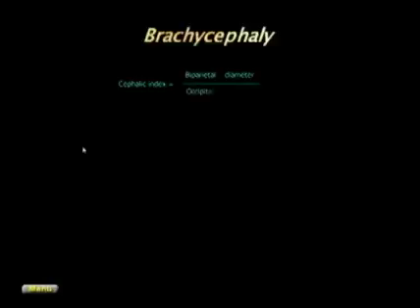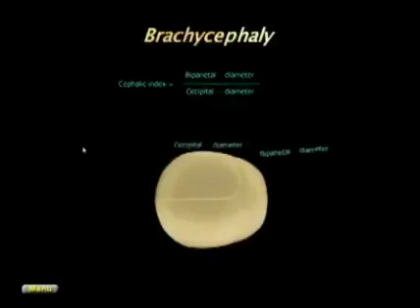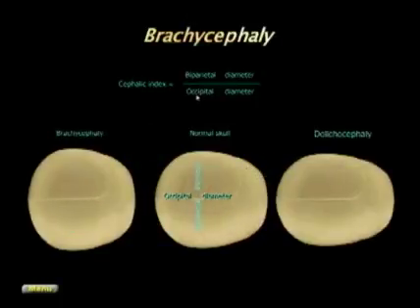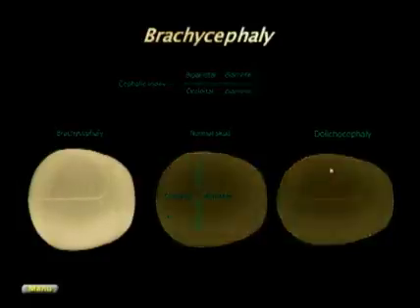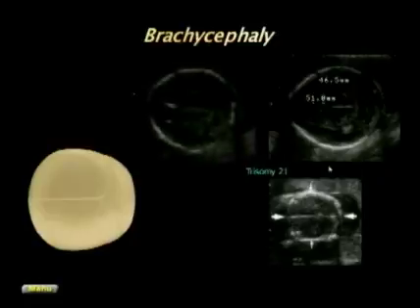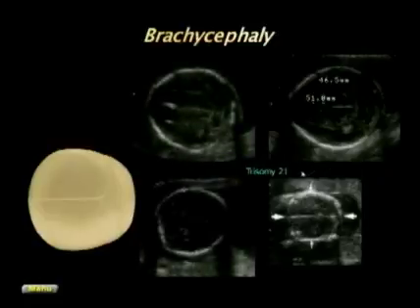Another thing to look at is the shape of the head. The shape of the head is measured by the cephalic index, which is the ratio of the biparietal diameter over the occipital diameter. If the head is too round, we talk about brachycephaly, while if it's too elongated, we talk about dolichocephaly. Now, brachycephaly is an indicator of trisomy 21 in the newborn and the child. It is not a reliable indicator in fetuses.